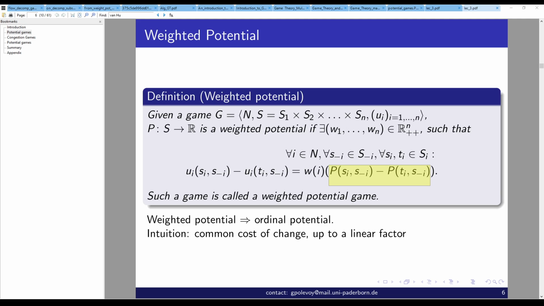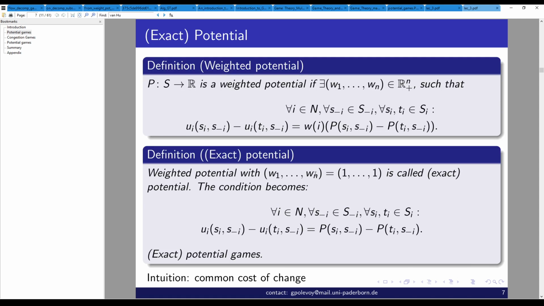Actually, an important thing to note is I've now changed the notation of the R plus to the n, the n vector of positive reals, to R plus plus to the n, to emphasize that these weights are strictly positive. Otherwise, we could have asked, what if you multiply the potential by 0? The sign is not strictly always preserved, so the weights are strictly positive. You can divide by them. Okay, so we've defined the notion of weighted potential.